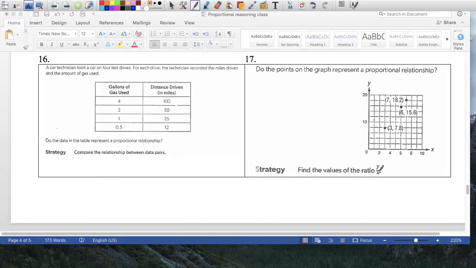Strategy: find the values of the ratio y over x. So again, you have 3 points here, and if you were to draw a line with a ruler, it does look like it's going to go through 0. I'm not too sure because I'm not using a ruler, but they don't want us to do this because actually, if it touched 0, you would just say yes, it goes through 0, so done. It's proportional, but because I'm not too sure, I'm going to pick the points. So let's start with this point over here.